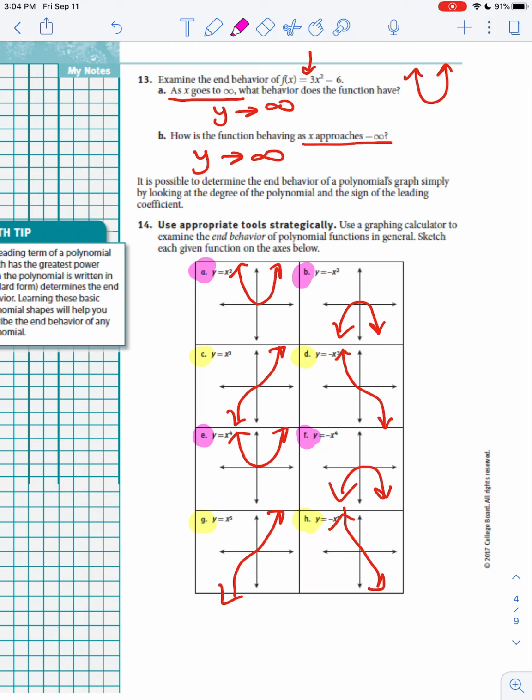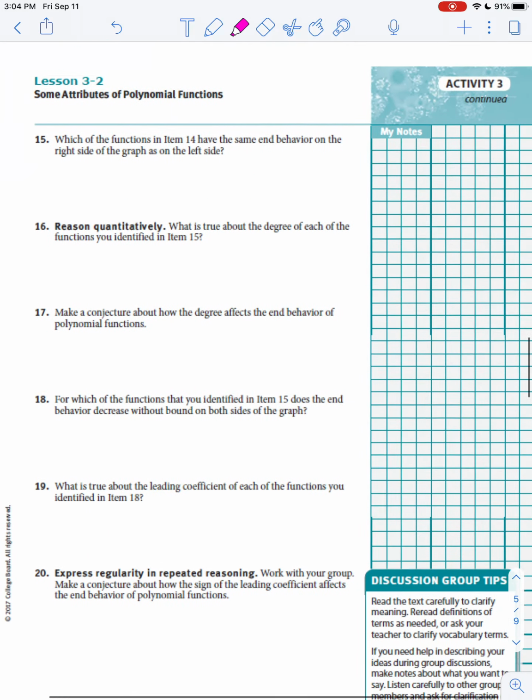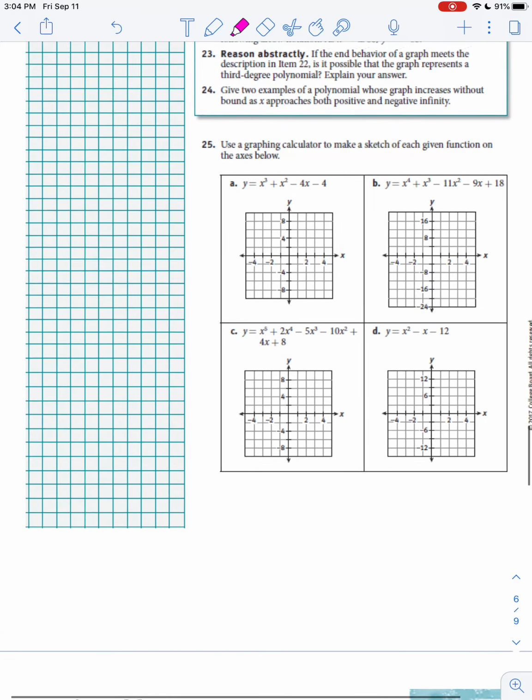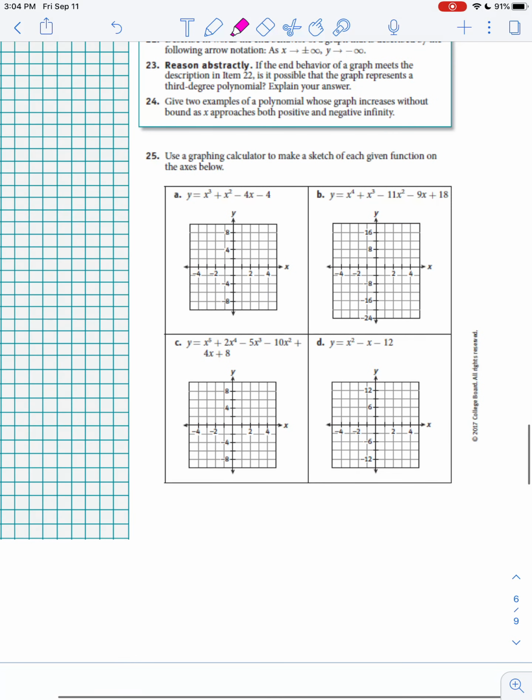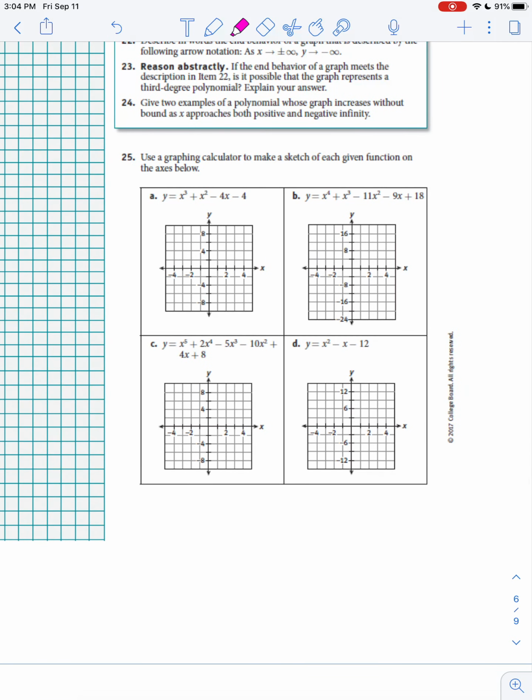Okay, so they do a whole bunch of explaining with that, and I did that myself. So what I would like to do now is jump all the way to problem 25, because I talked you through all the answering of these things already, and we're going to talk about them in class too. So now what we're going to do is use a graphing calculator to make a sketch of each of the given functions on the axes below. This is going to take you a little bit of time, but I'll try to do them along with you so that you can follow along.